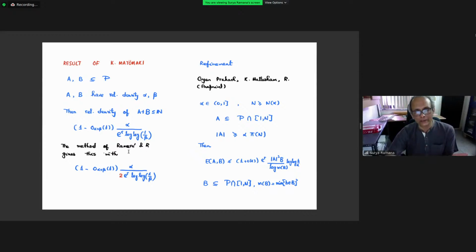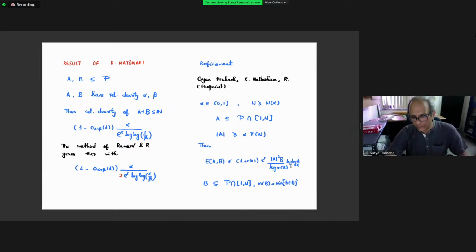Now, the method that Ramaré and myself used, which is based on Ramaré and Ruzsa, gives the same result on this problem, but with a factor of half. So it's lower than this by a factor of half, essentially because the additive energy in our bound had a factor of 2. A couple of years ago we refined this, though we are still working on a sharper version. By refining the method of Olivier and Python, we have been able to recover the result of Matomaki, but in a slightly sharper form.